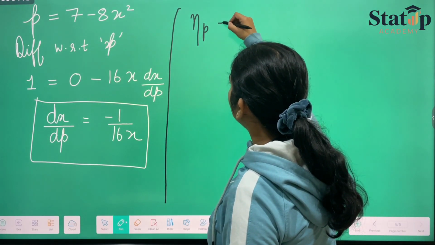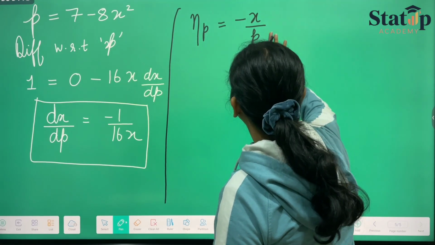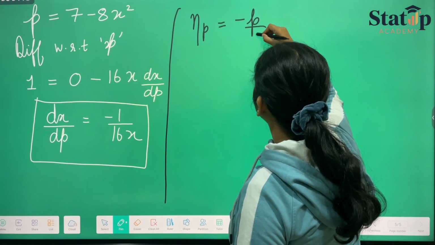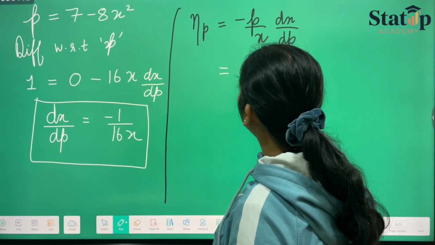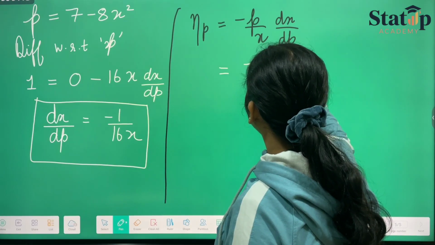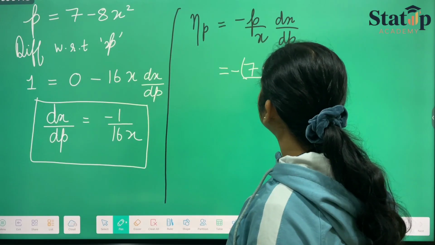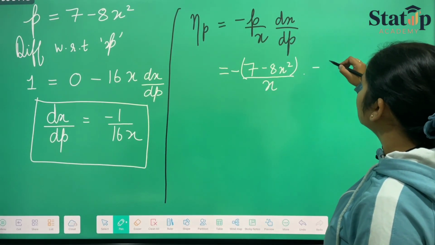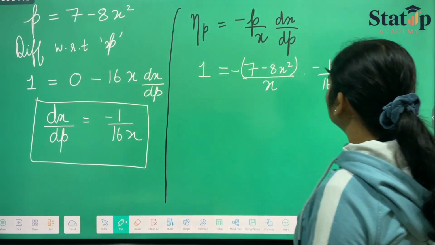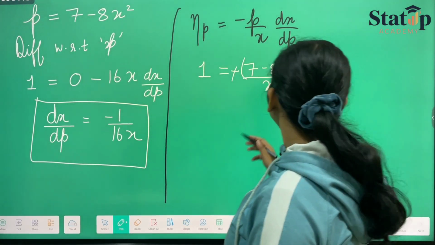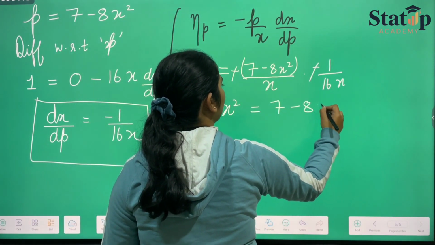Eta p equals minus p upon x dx upon dp. Putting the value of p here, 7 minus 8x square upon x, minus sign is also there, into dx upon dp which was minus 1 upon 16x, and eta p should be equal to 1. This and this will become plus, so this will be 16x square equals 7 minus 8x square.